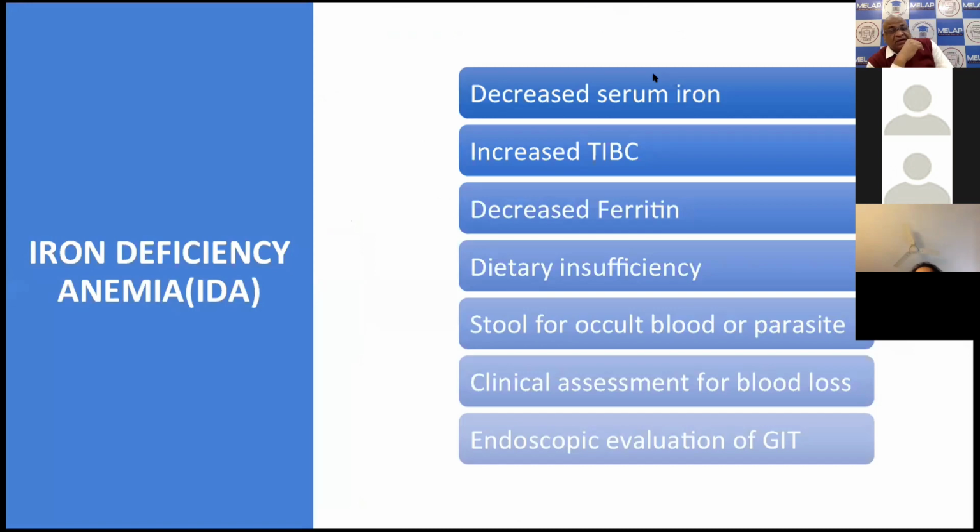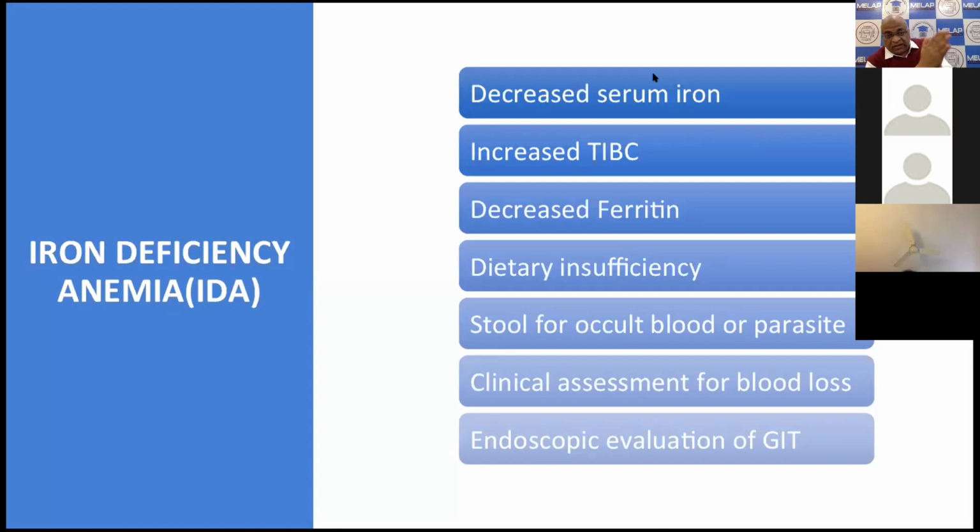And if you see iron deficiency, what happens in this? There is a decrease in the iron, increase in the TIBC, decrease in the ferritin. If you take the history, there is either a history of bleeding, or stool for occult blood is positive, or some parasites are there in stool, or there is dietary insufficiency. Clinical assessment of blood loss is very important. And endoscopic evaluation of the GIT is very important in case of iron deficiency.